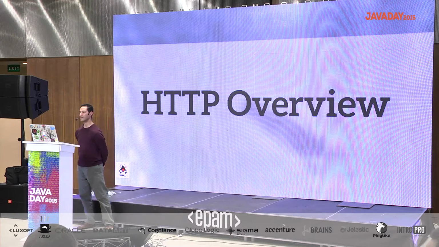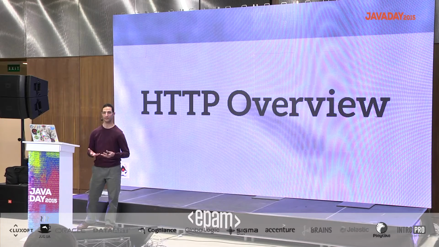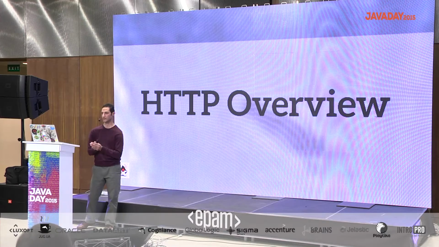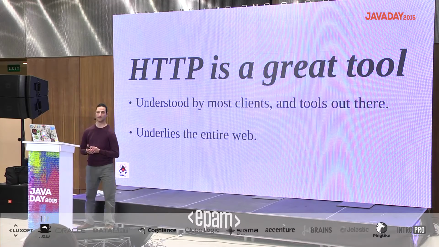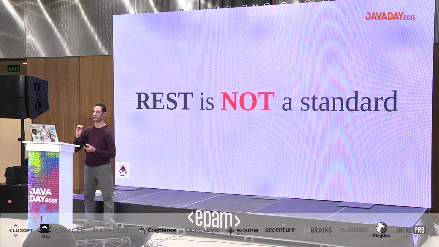Great. We need just a simple overview of HTTP, because this is the medium that the REST API depends on, and how we can use specific items of HTTP that serve the client from the server. HTTP is a great tool because it's understood by most clients, most browsers, and tools out there. It underlies the entire web. So REST runs on HTTP. We are going to use all the requirements and the specification of HTTP to serve our RESTful APIs.